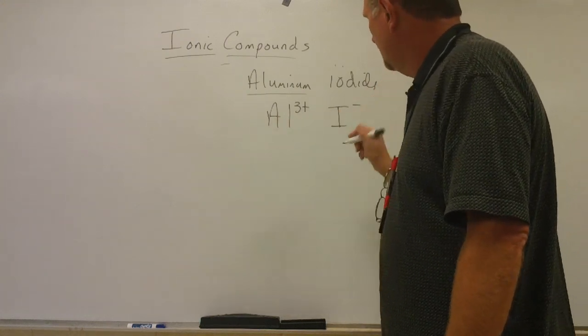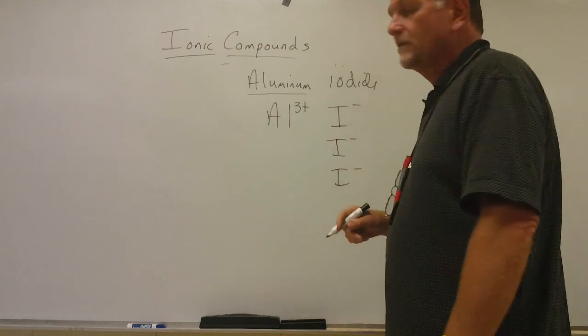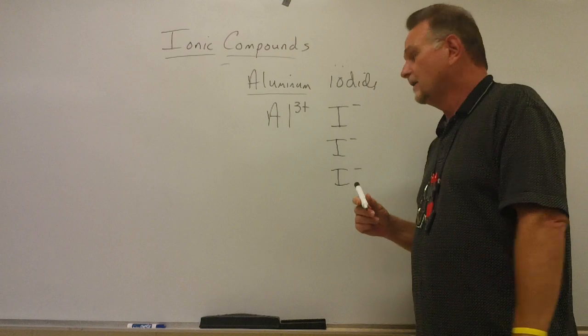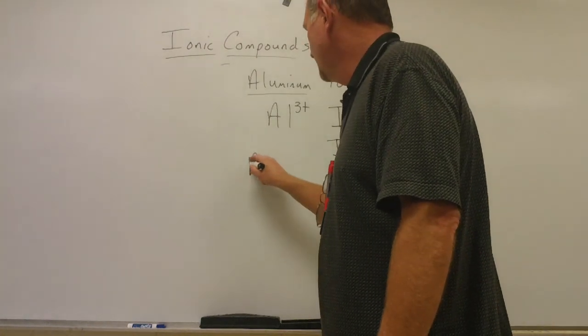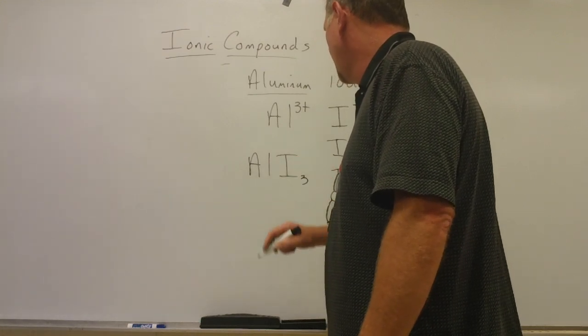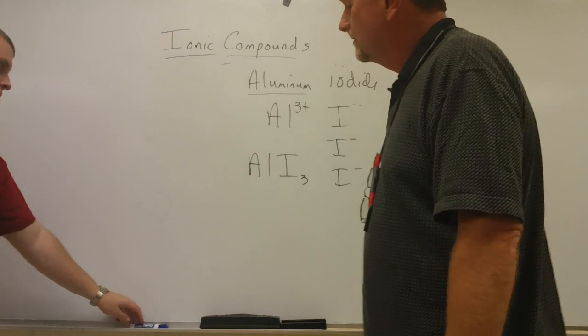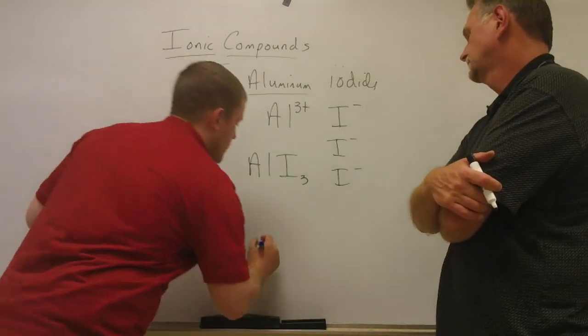Well, obviously we would need 3 iodides in order to balance out the charge of the 1 aluminum. So the formula of this compound should end up being Al, and adjusting the number of I's to 3 in order to balance that charge. You can literally think about it as a balance.